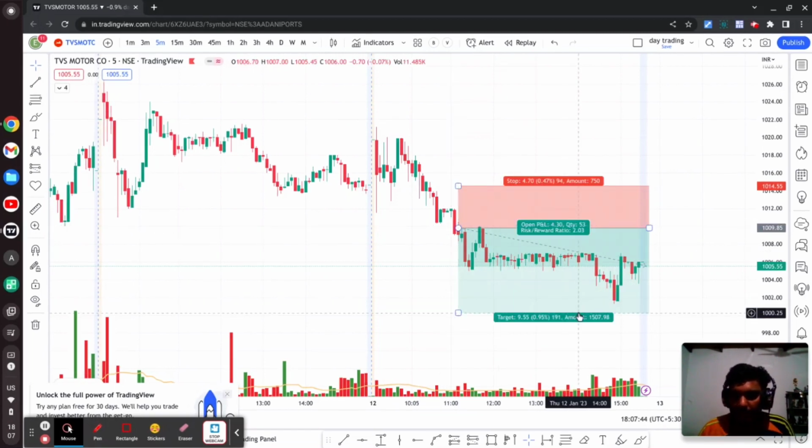Our target was 1000, near to 1000.4, but the target is not achieved. End of the day, we got squared off near to 1004.8. Okay, and our stop loss was 1014.5. So it was like 1:2 risk to reward trade.